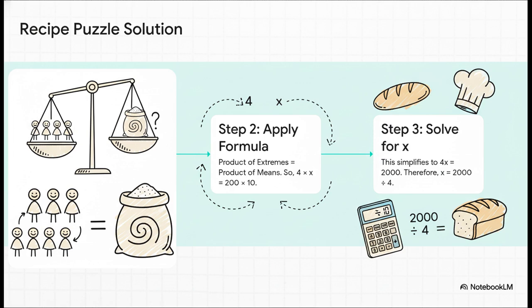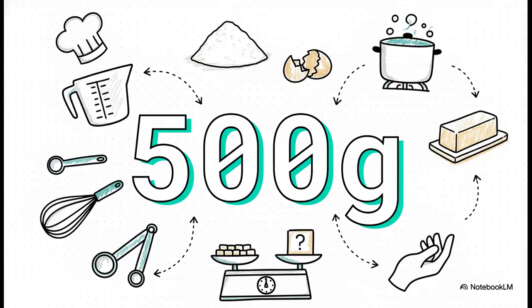Now we just use our golden formula. Multiply the outer terms, 4 and x, and set them equal to the inner terms, 200 times 10. That gives us 4x equals 2,000. Do a little division, and we found our x. And the answer is 500 grams. This really shows you just how powerful proportion is. You can use this method to perfectly scale that recipe for any number of people. It's a total game changer.